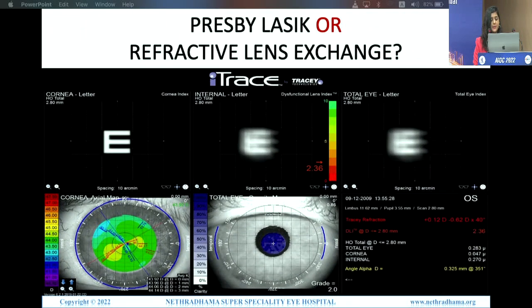Now, in patients above 40 years of age who come with diminished vision, these patients do have a chance of having an incipient cataract. So in such patients, we look at this display called the DLI, or dysfunctional lens index display. This tells you how much aberrations are coming only from the lens. So here we can see that it's below 5, it's 2.36. So in such patients, it's better to do a refractive lens exchange, because even after the presby LASIK, they will still have these internal aberrations if it's done.